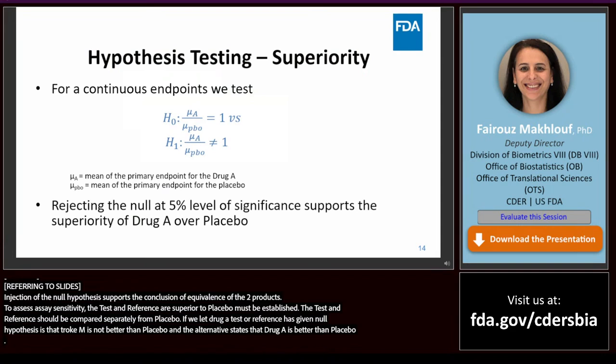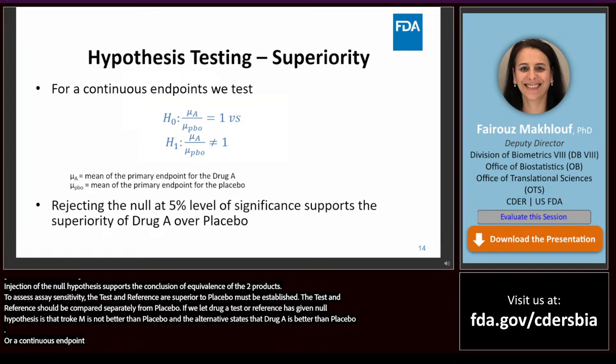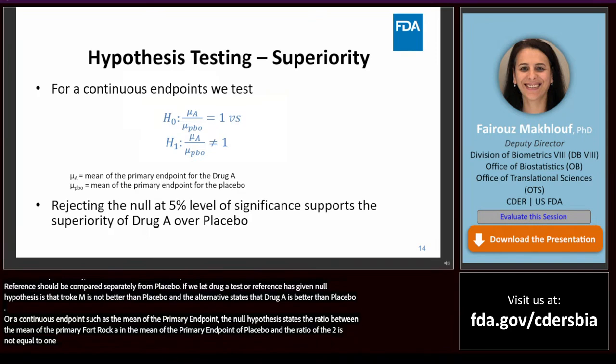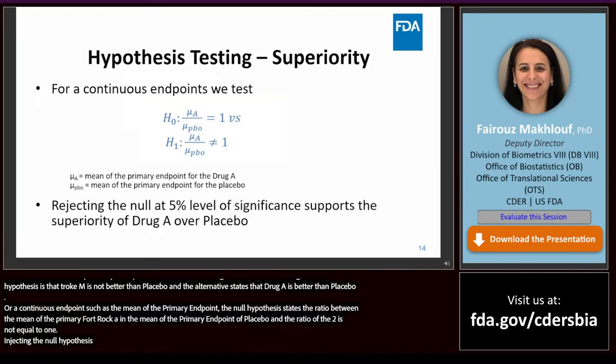For a continuous endpoint, such as the mean of the primary endpoint, the null hypothesis states that the ratio between the mean of the primary endpoint for drug A and the mean of the primary endpoint of placebo is equal to 1, against the alternative that the ratio of the two means does not equal 1. Rejecting the null hypothesis at 5% level of significance supports the superiority of drug A over placebo.